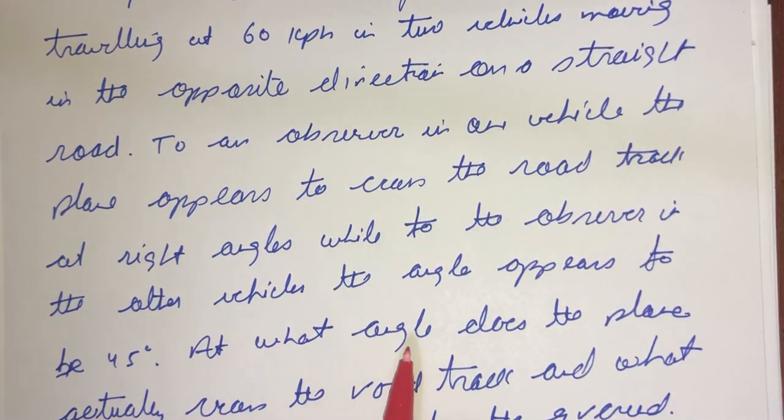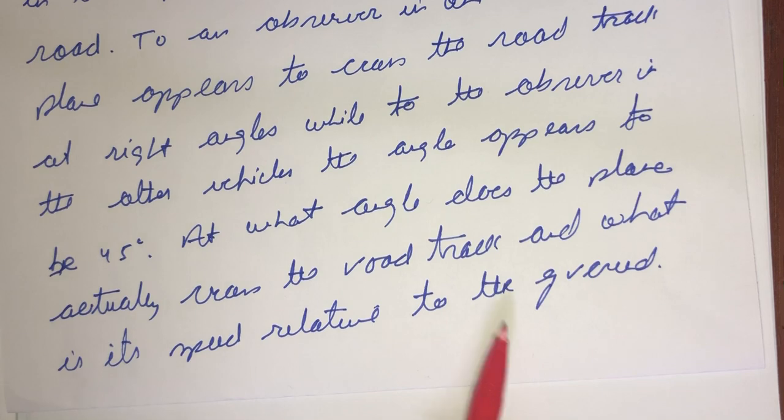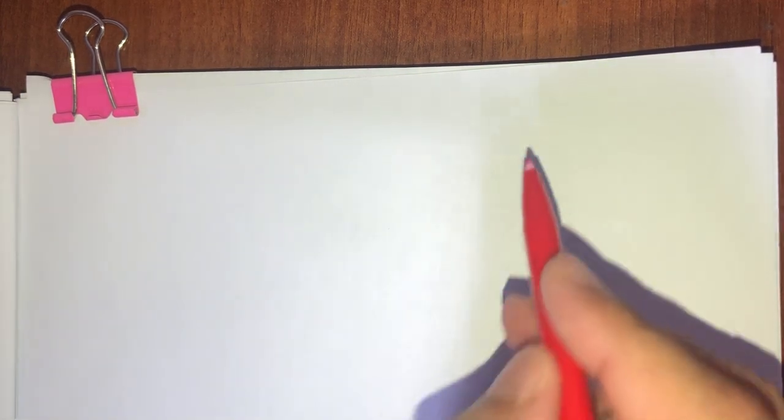At what angle does the plane actually cross the road track, and what is the speed relative to the ground? In this case, let us first of all draw the basic information which is given in the question.